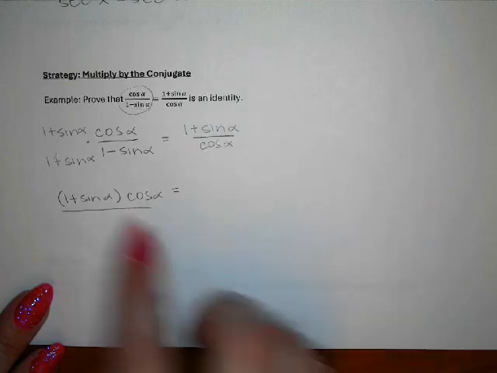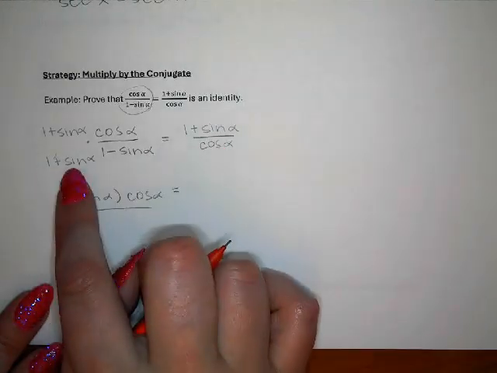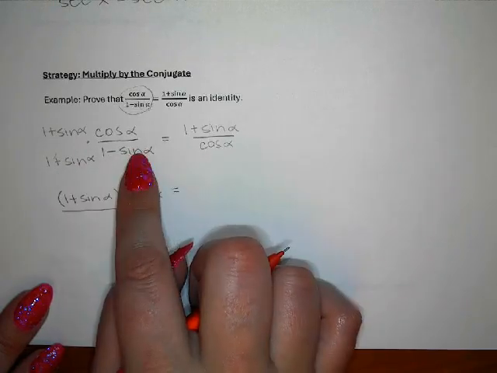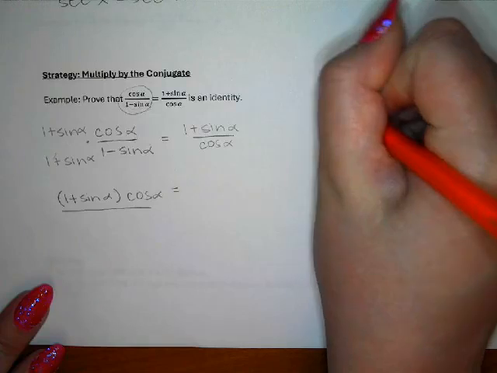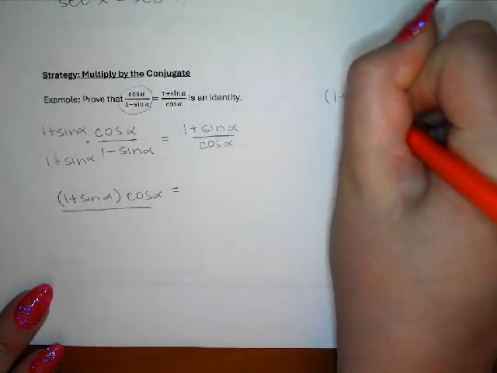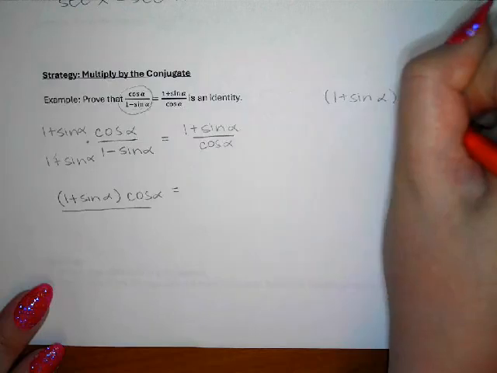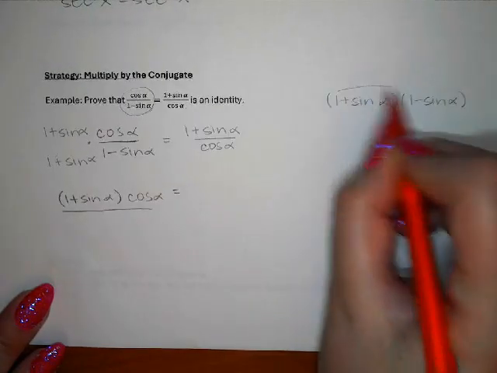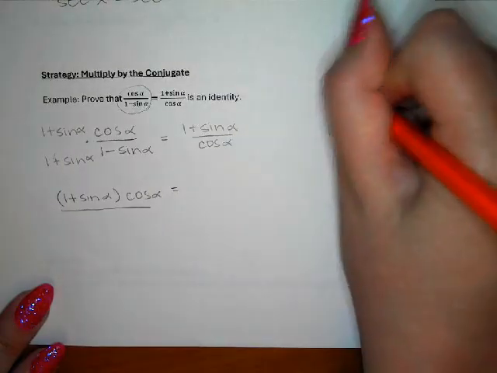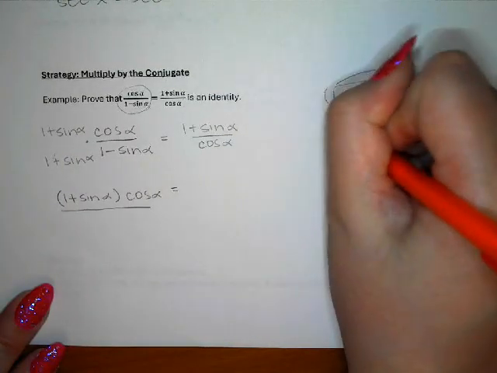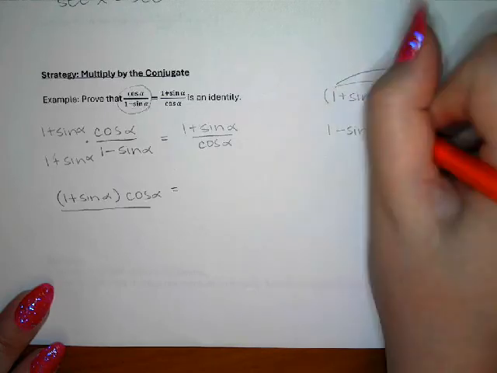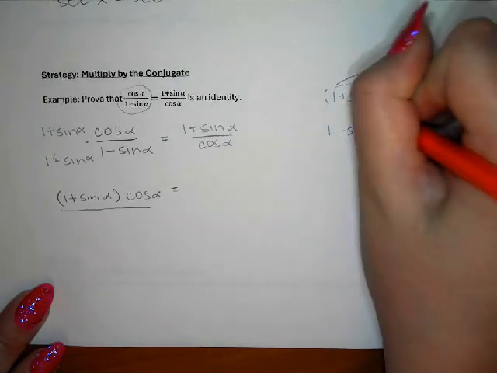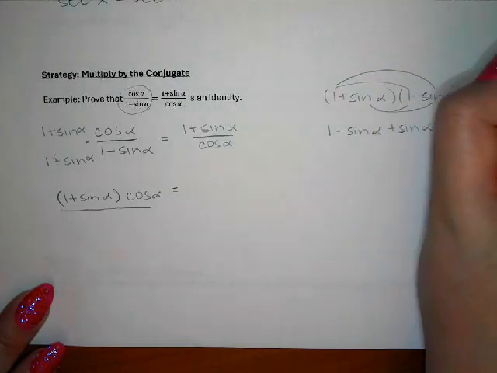Now in the denominator, I have 1 plus sine alpha and 1 minus sine alpha, and these two things have to be FOILed together. So I'm going to FOIL them off to the side. 1 plus sine alpha, 1 minus sine alpha. So I have 1 times 1 is 1. 1 times negative sine is negative sine. Positive sine times 1 is positive sine. And then positive sine times negative sine is negative sine squared.